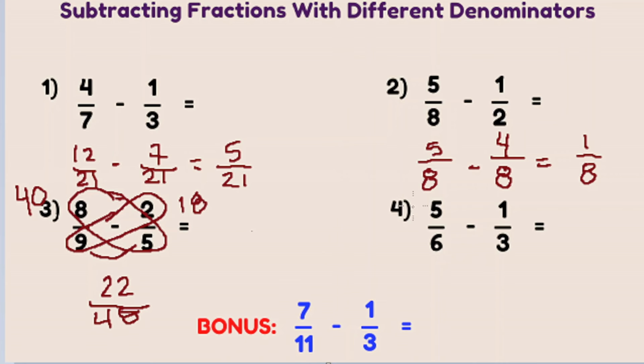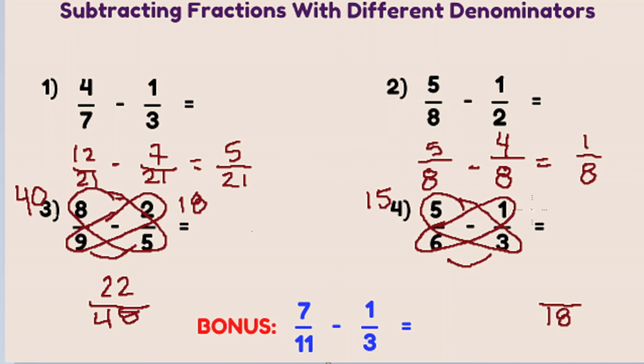So let's do that one again with the 4th example, butterfly method. So 6 times 3 is 18. Let's cross multiply. 5 times 3, which is 15. 6 times 1, which is 6. 15 minus 6 equals 9. So looking at that result, 9 over 18, hopefully you recognize that 9 is a factor of 18. So that means you can simplify this even further. Let's divide both numbers by 9 and we get 1/2.